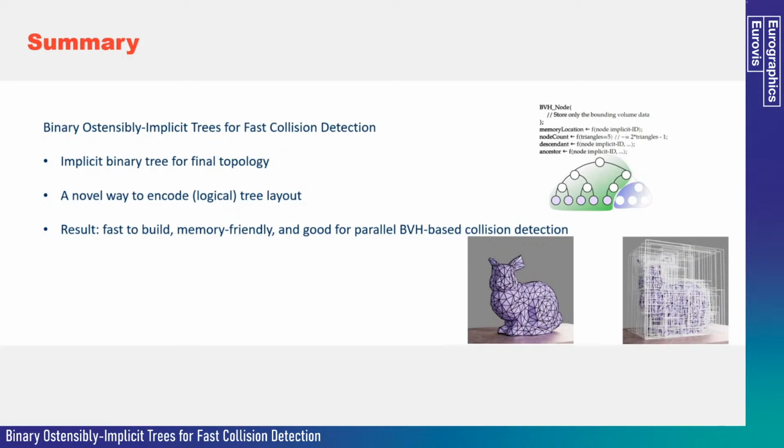In summary, we presented the binary ostensibly implicit tree, which is a logical layout for storing implicit trees without padding. It does this by making it possible to efficiently translate indices in the virtual padded tree to addresses in memory where the padding is omitted. With this new structure, we were able to achieve good performance with BVH construction. Consequently, we were able to perform collision detection in a reasonably short time, with BVH construction occurring every frame.